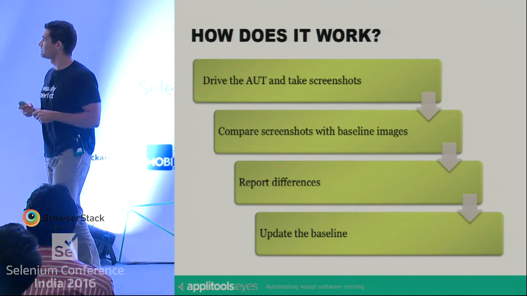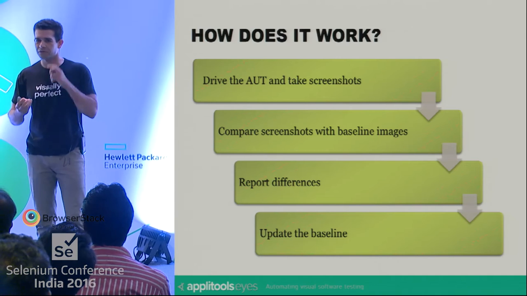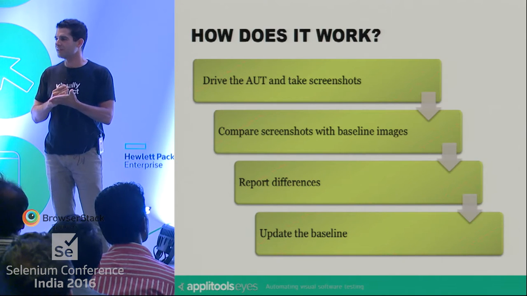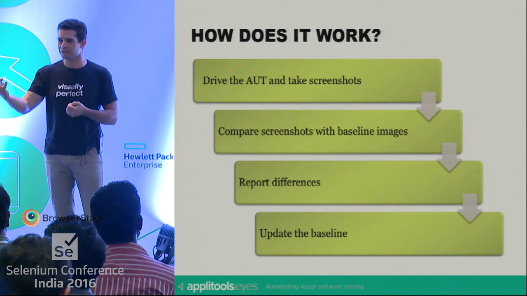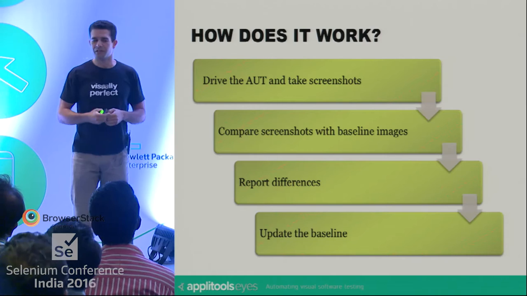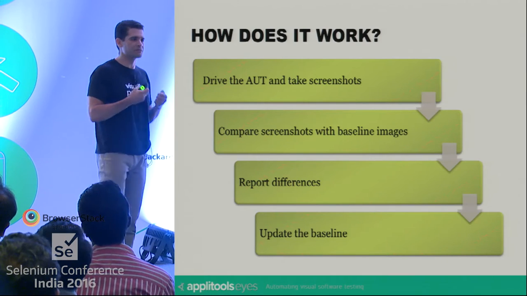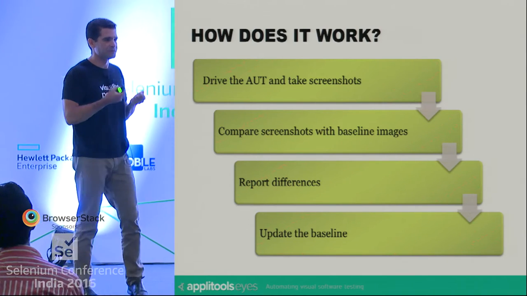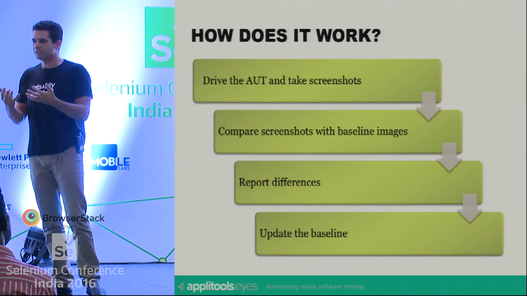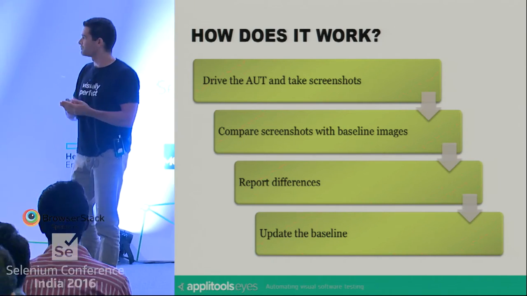In the second step, the tool takes those screenshots and compares them with baseline images. These baseline images define the expected appearance of the application at that point in the test. In the majority of cases, these are simply screenshots that were taken in the past, in previous test runs, and were approved by a manual tester who looked at them and made sure that they are correct.